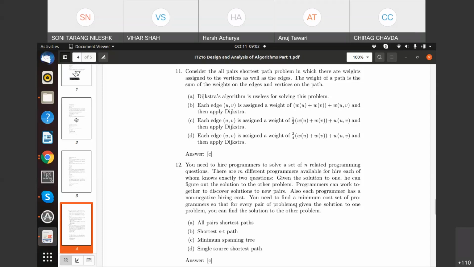And we want that for every pair of problems, given the solution to one problem, you can find the solution to the other problem. So what we are looking for is a minimum cost set of edges, because every programmer is effectively an edge here. He knows exactly two questions such that given the solution to one, you can figure out the solution to the other. And we want a minimum cost set of edges so that the final graph is connected. That's what I mean by given the solution to one problem, you can find the solution to the other. And that's exactly the definition of minimum spanning tree.